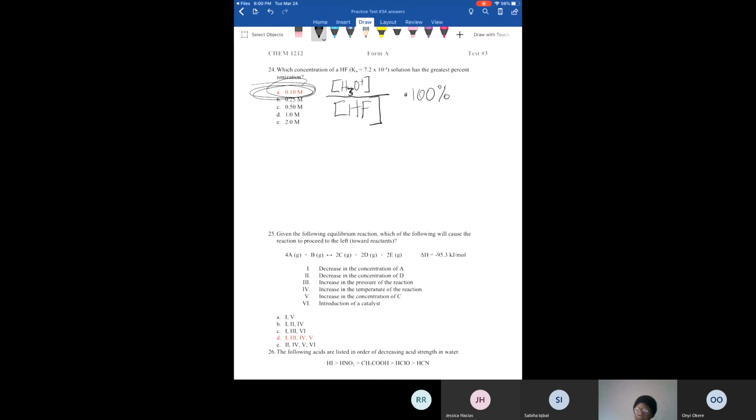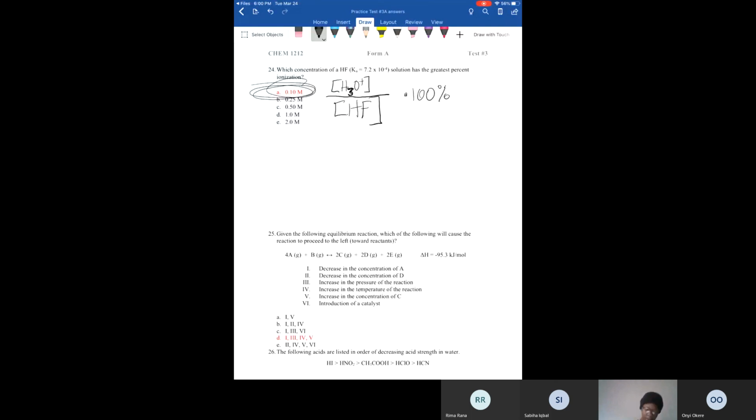So the greater K in general? No, not the K, the concentration of your acid. Greater K will give you a greater percent ionization, but in this case, the K is the same for all of them. It's only HF. What you're looking at is which concentration of HF will give you the greatest percent ionization. If you think about your formula, whichever one has the smallest denominator is going to give you the biggest percent ionization. So the smaller concentration is going to give you a bigger percent ionization.